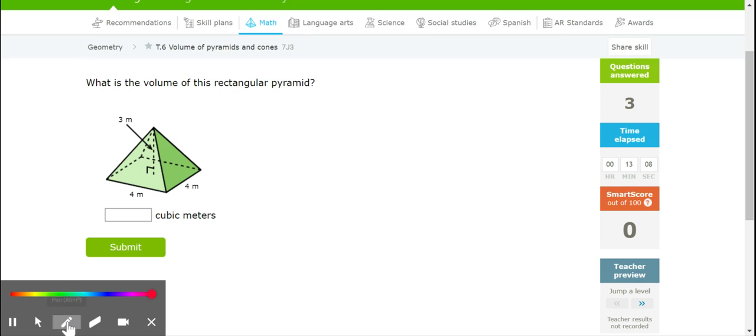So the first thing that you need to do when you're faced with this problem is you need to think, is this a pyramid or is this a cone? Because depending on what shape it is, that's going to change whichever formula you use. Okay? So this is a pyramid.